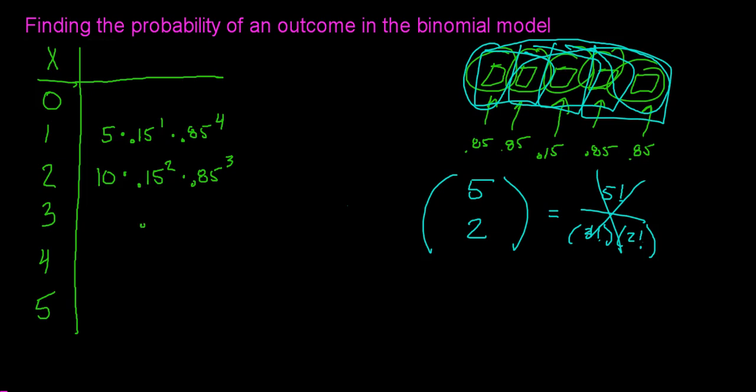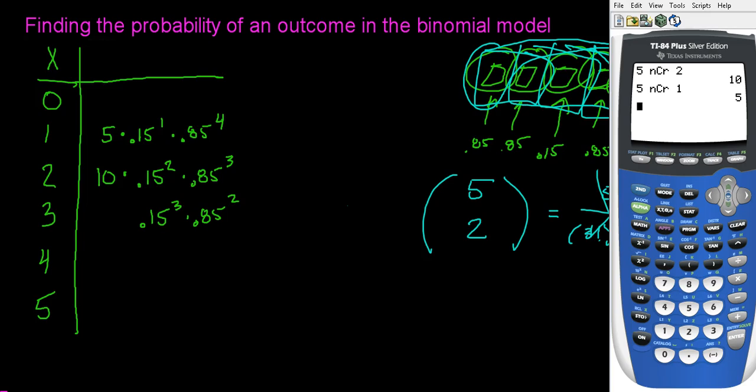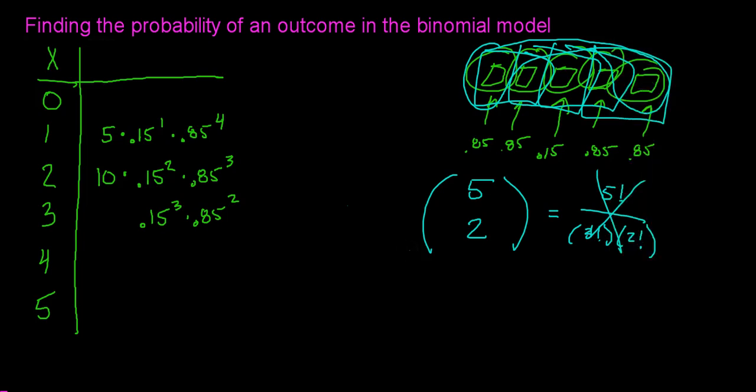Okay, let's move on to 3 bad batteries. So that's 3 bad batteries. And if 3 are bad, then only 2 are good. Well, again, let's figure out how many ways that can happen. So we do 5 choose 3. So this is 5 batteries. Select 3 of them to be successful, and that would be 10 as well.